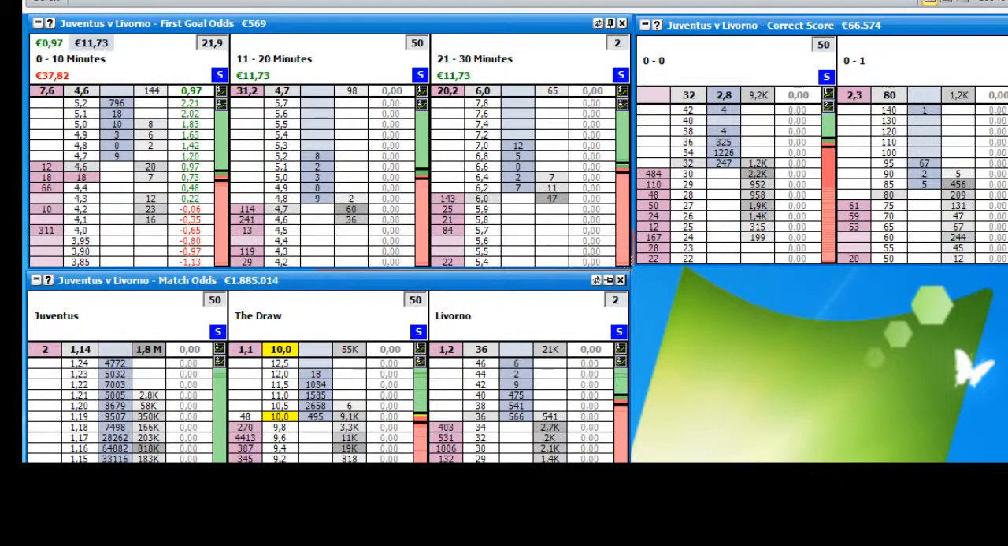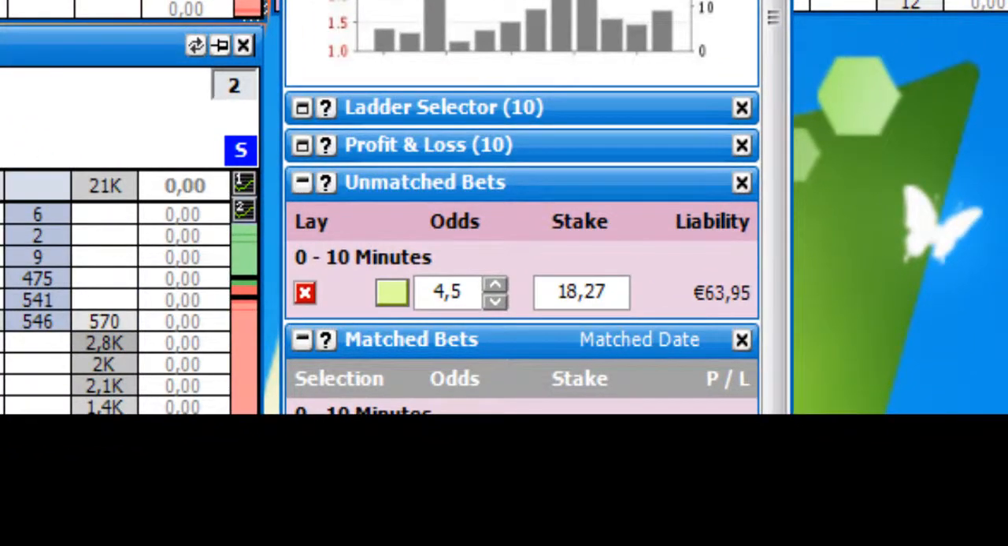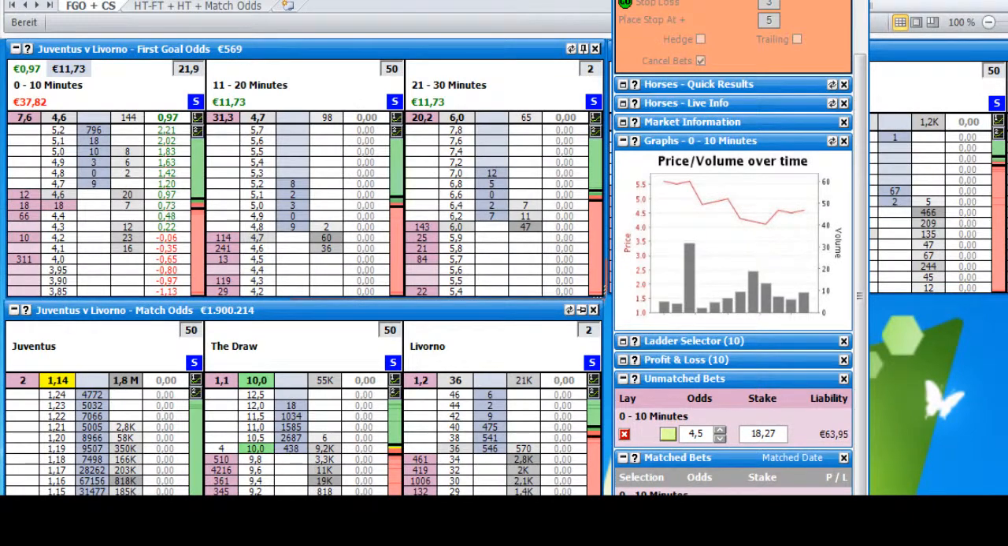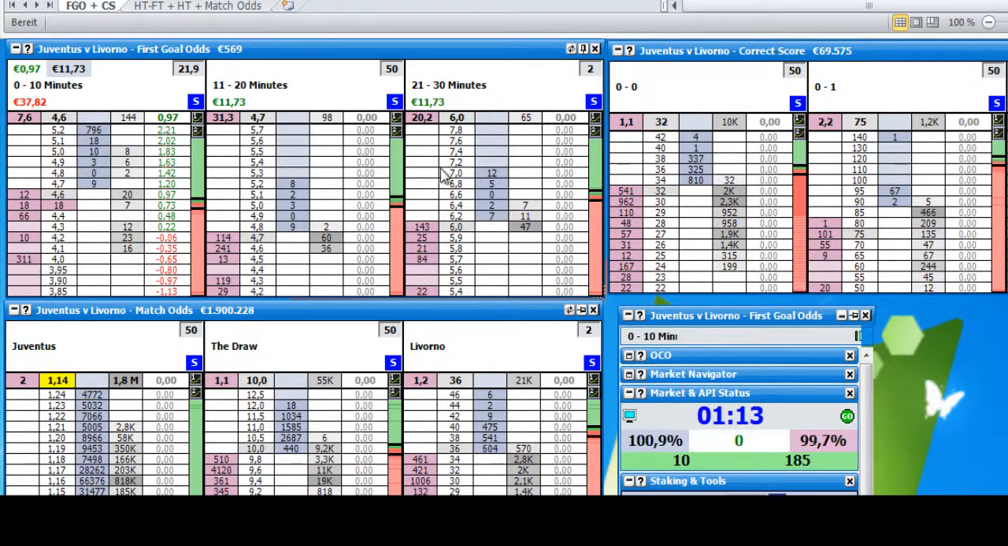So I was matched at 4.1 with an amount of 8 euros and 10, and I was matched at 4.5 with an amount of 3 euros 63. So you can see it here. Now my average odd in this case is 4.2238 in a moment, with a total amount of 11.33.